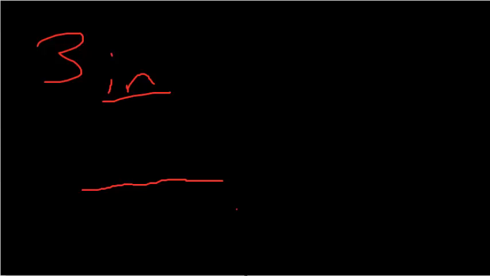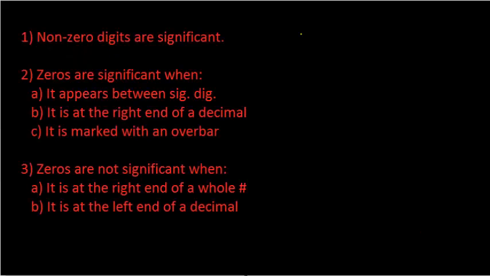However, in order to understand precision and accuracy, we first must understand significant digits. So let's take a look at the rules for significant digits. All non-zero digits are significant. For example, 1, 3, 8, those are significant digits.